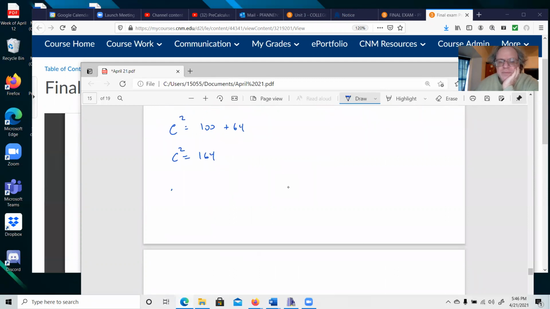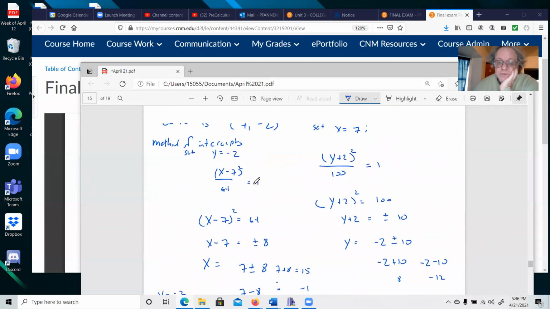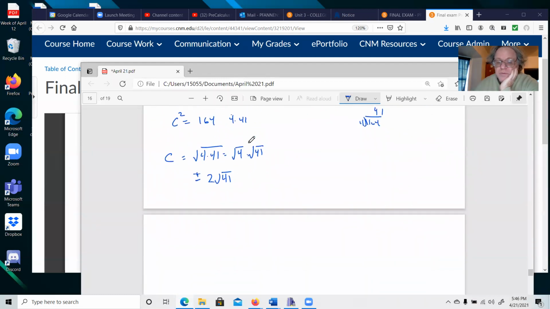And does 4 go into 164? I think it does. I think we have 41. So this is 4 times 41 here. So the square root of 4 times 41 is equal to the square root of 4 times the square root of 41. This is plus or minus 2 root 41 from the center. Where's the center? The center was 7, negative 2.